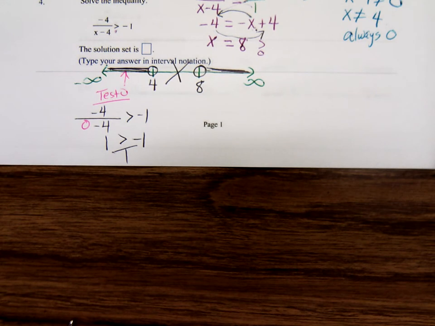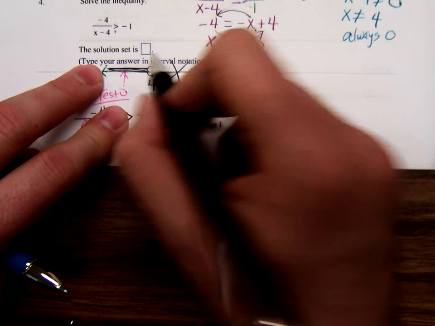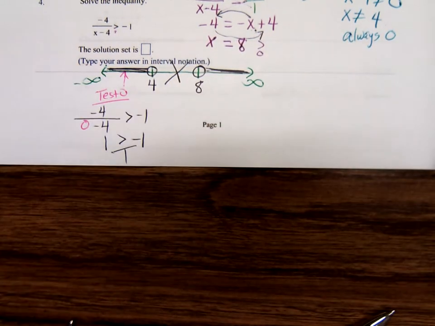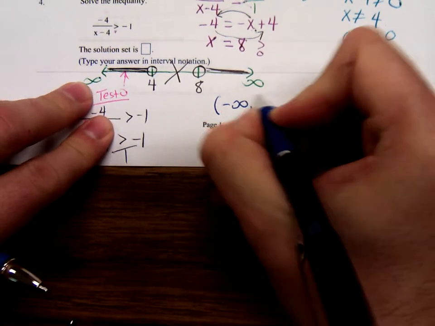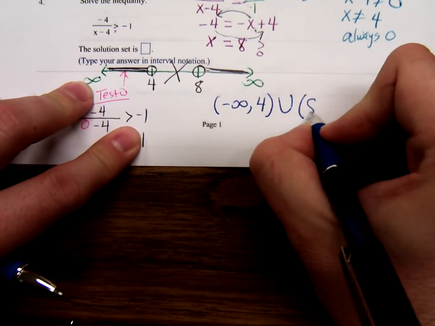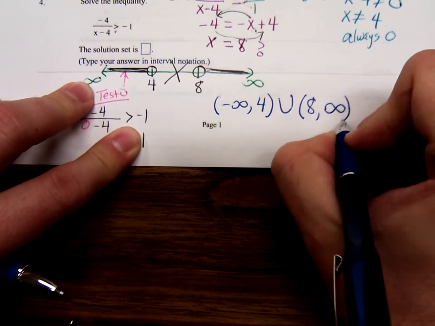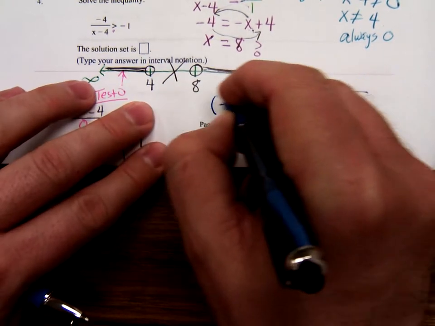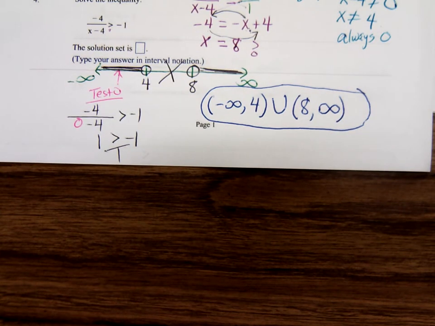So you write your answer in interval notation now. What would it be? Well, here's the thing you're going to have to type in. I'll write it right here in this color blue. Parentheses, negative infinity, comma, 4, parentheses, union, parentheses, 8, comma, infinity. You know, tell my 8s from my infinity symbols. Okay. It's a nice way of solving inequalities.